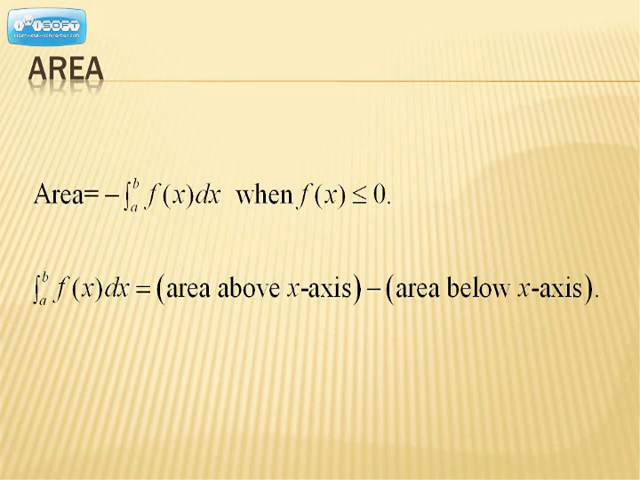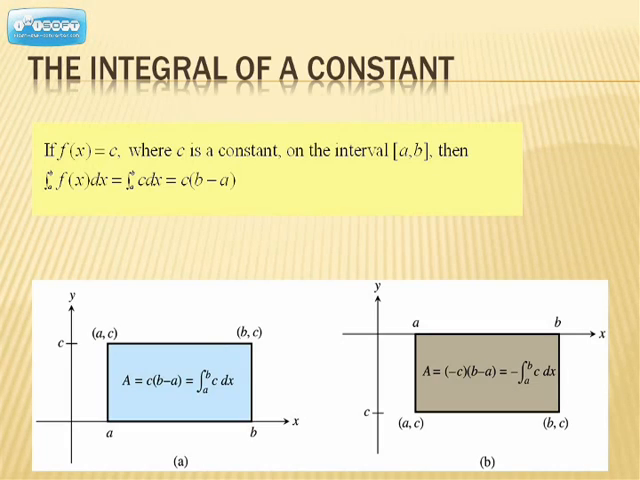A few more things. Area. We can have such a thing as negative area. If we would have a function that would go above and below the x-axis, we would have a net area. So the integral from a to b of f of x dx is equal to the area above the x-axis minus the area below the x-axis. So area, when we were talking about it, is actually the net area.